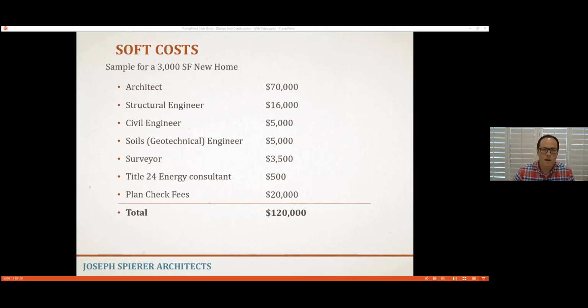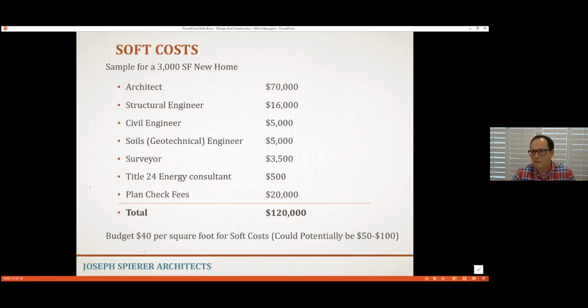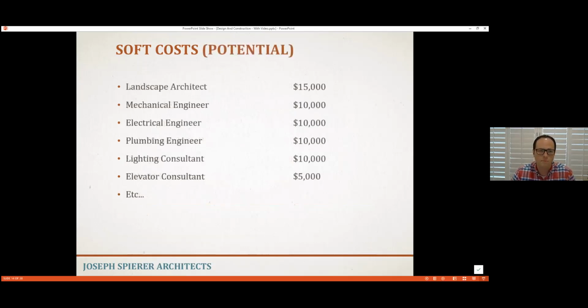And then of course you have other costs. So here at the bottom, you can see you might typically budget $40 per foot for soft costs, but it could be higher, and you really never know until you start talking to your architect and start asking them questions about what your soft costs are going to be overall. Because here are some other potentials, right? You might even have an elevator consultant if you need something that's different, that's special.